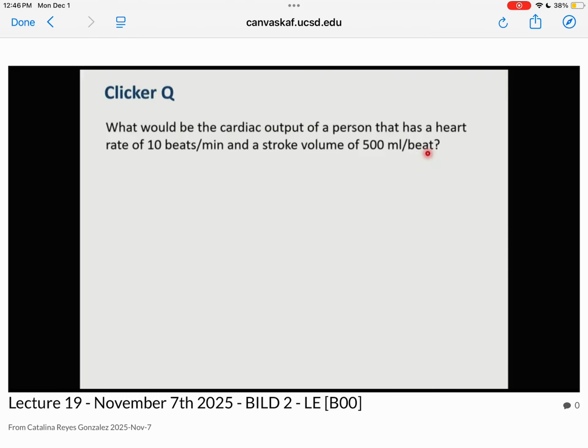Does that make sense? Okay, so how would you calculate this cardiac output? What would you do? Does anybody want to give it a try? What's that?